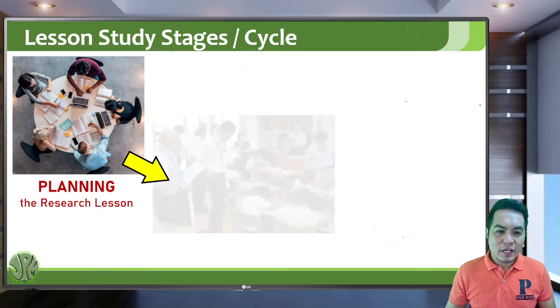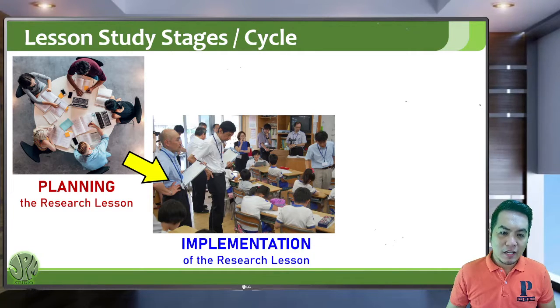After planning, you implement the lesson, the research lesson. When you implement, you assign a teacher. So assign one member of your lesson study group to teach the lesson. But unlike in a regular classroom lesson, other members of the group should be present during the implementation in order to observe the flow of the lesson and later, when the lesson is done, comment on what went wrong, what went well.